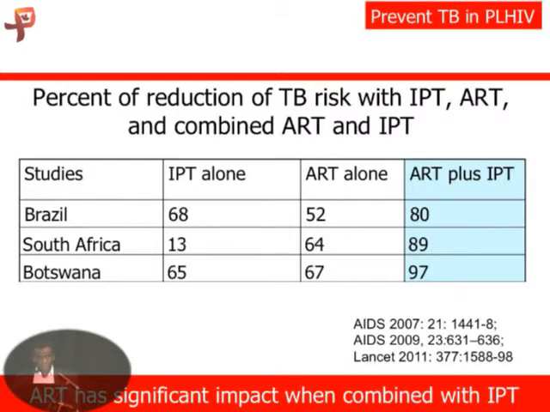The other finding is also the synergistic effect of IPT and ART. As you can see from this slide, there are studies that showed, two observational, the first two from Brazil and South Africa, and one randomized control trial, which showed that if we use ART and IPT together, we can lead to almost elimination of TB among people living with HIV.